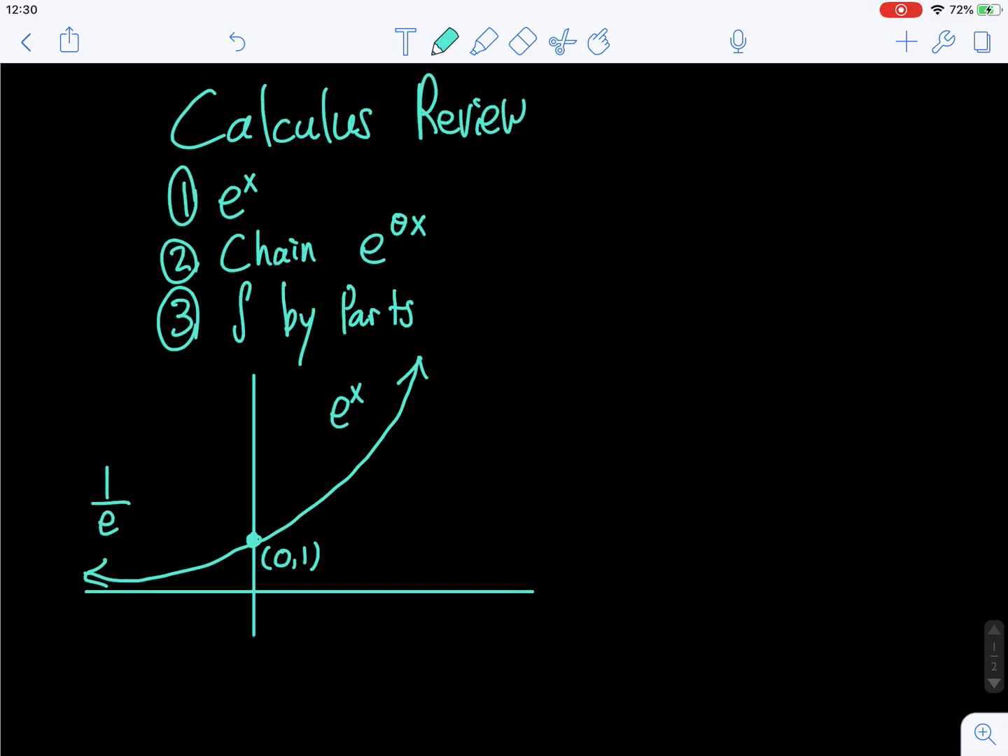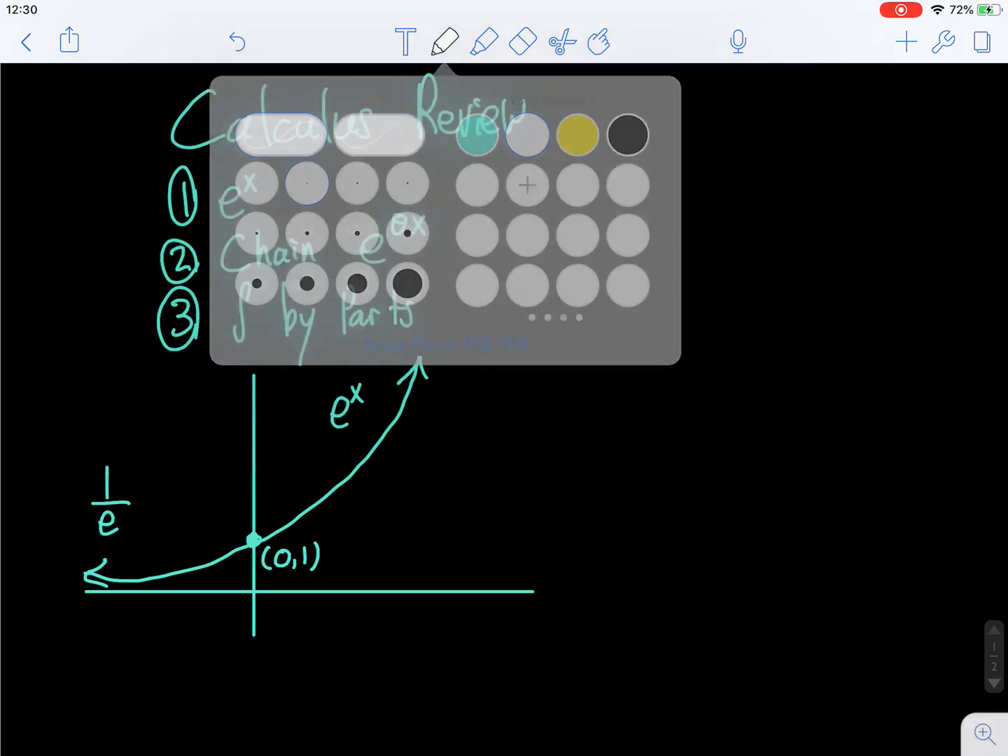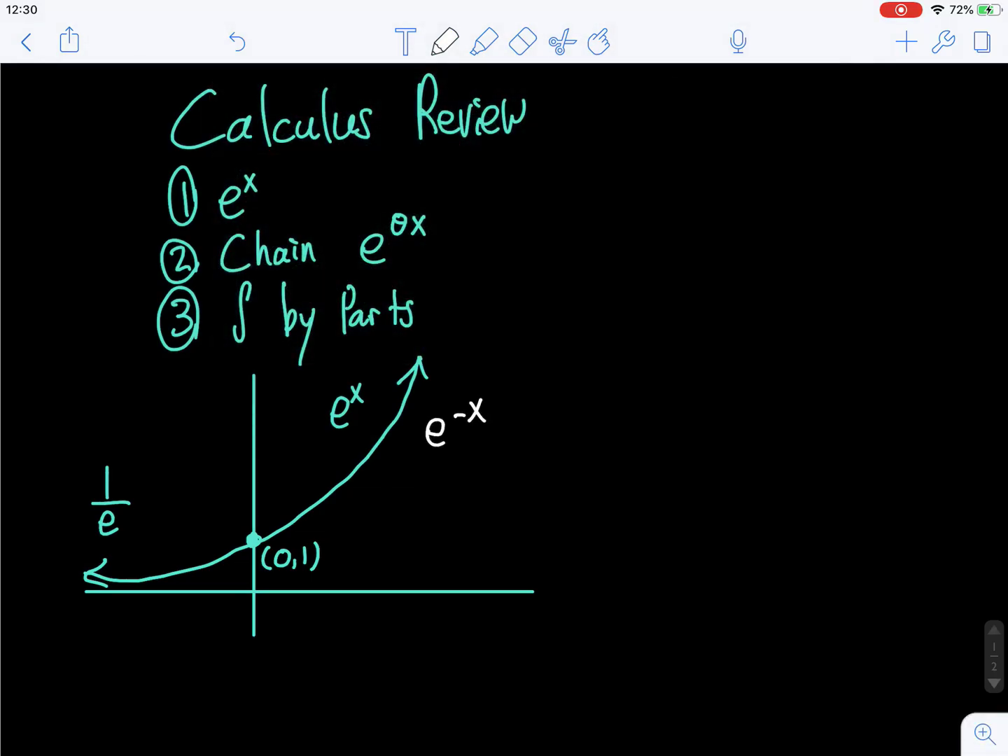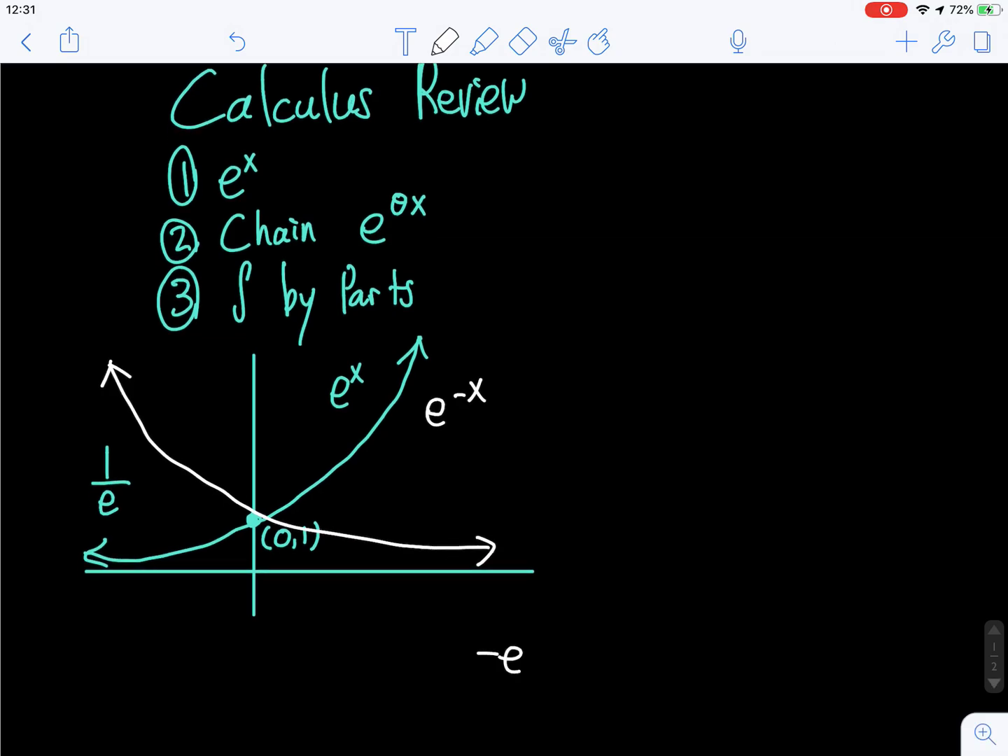And then we can think about e to the negative x. I'll do that in a different color. E to the negative x would be a reflection across the y-axis, and so it'll look something like that. And so as x approaches infinity, our white graph approaches 0. And one more, negative e to the negative x will go this way. It'll be a reflection across the x-axis.